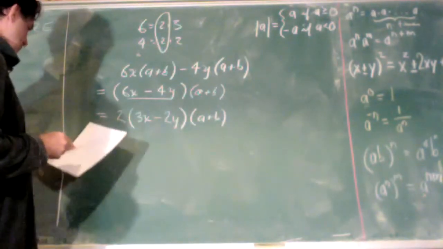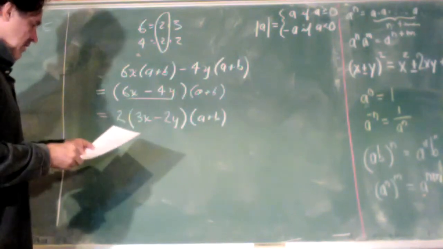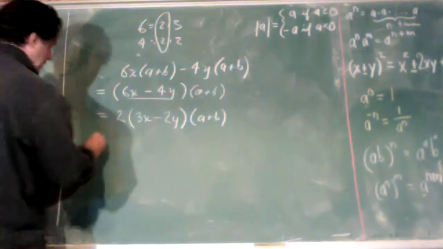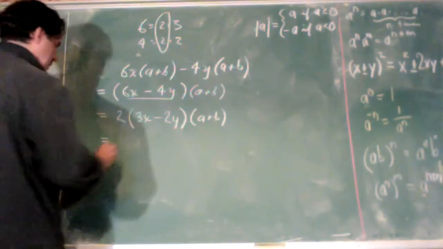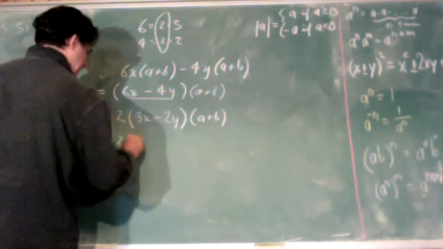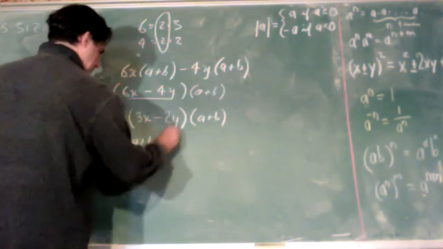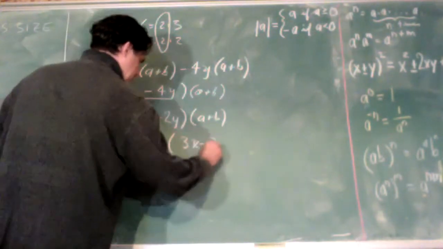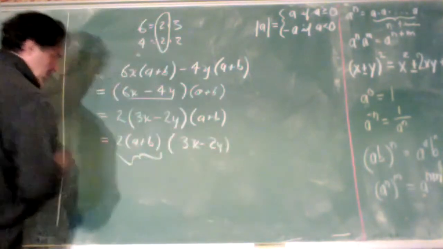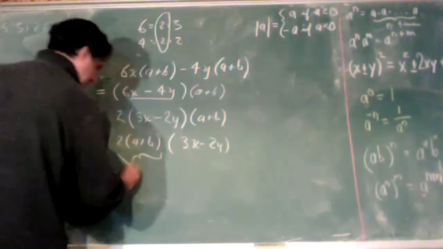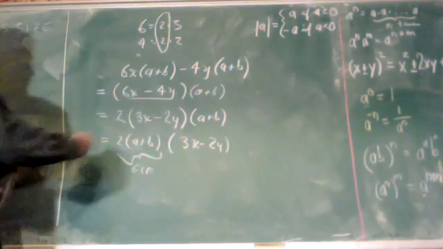Now, that's fine. The only thing I'm thinking about is in MyMathLab, it may be a little bit finicky and want you to write it in the form of 2 times a plus b, where we put the greatest common factor off on the right.